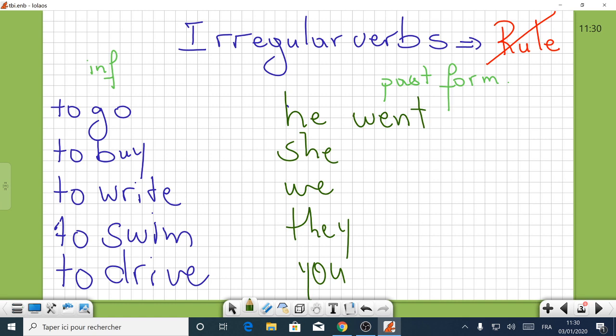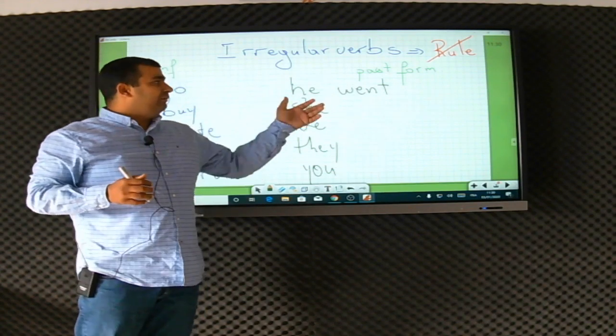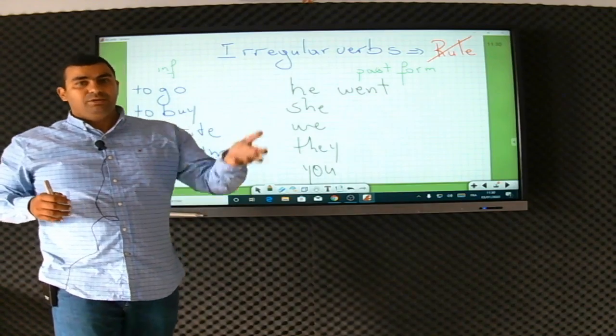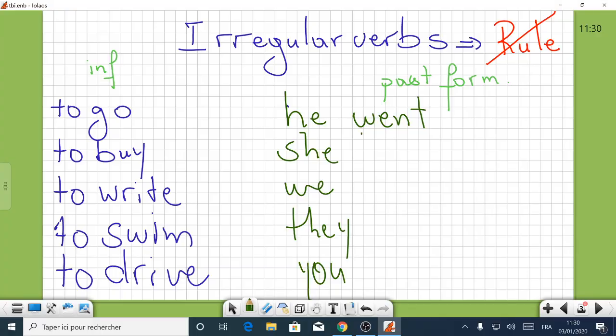I buy a jacket every year. And now, if you want to put it in the past simple, we say I bought a jacket. He or she bought a jacket. So this is buy, bought. Buy is the infinitive, bought is the simple past irregular form.